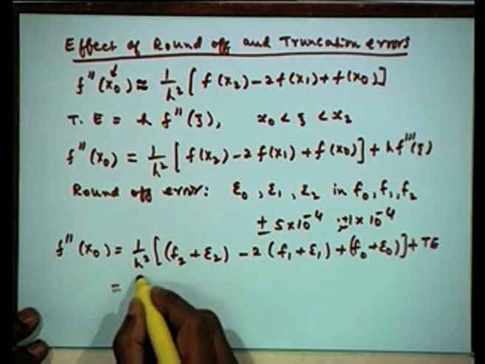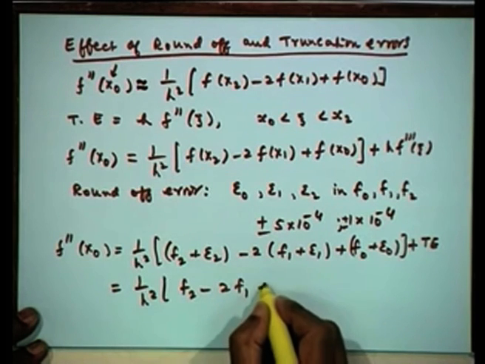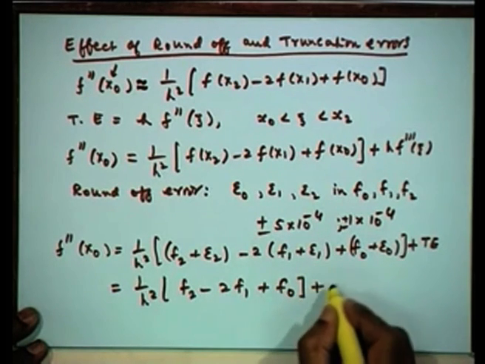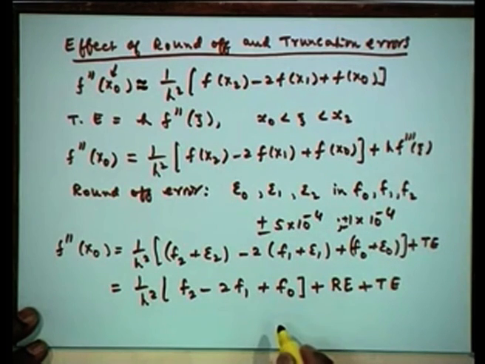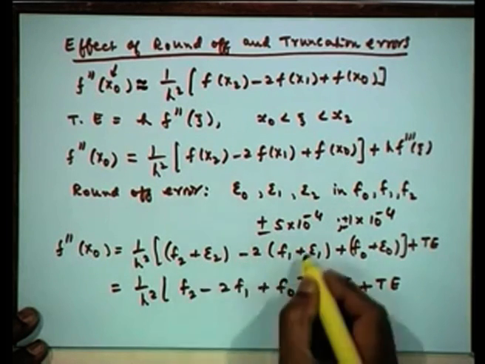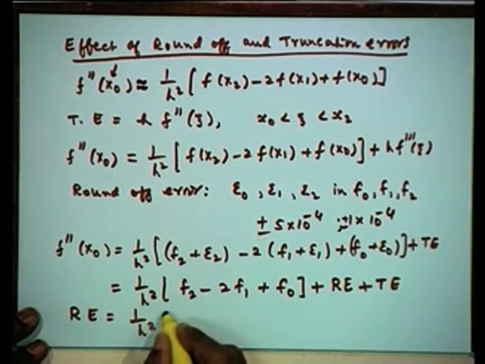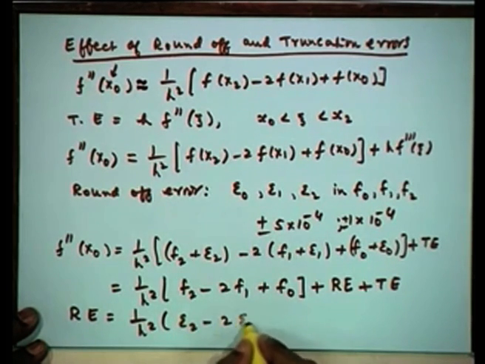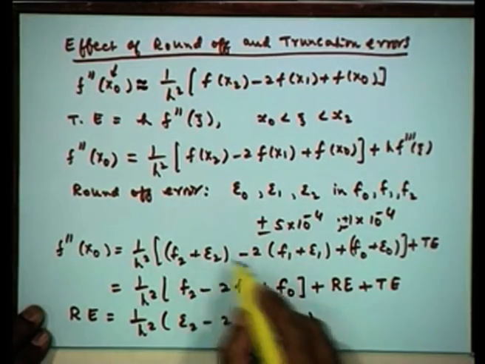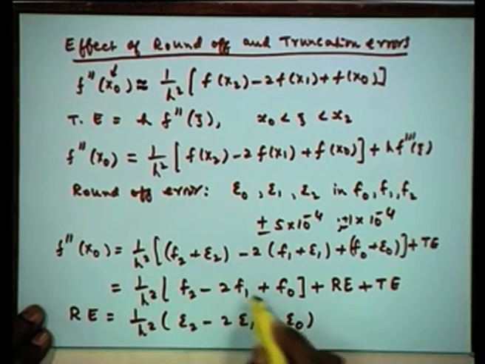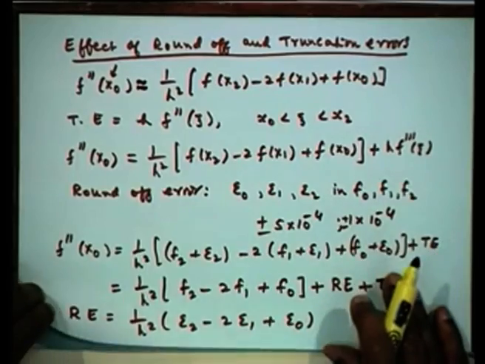Therefore, this is equal to 1 upon h square of f2 minus 2 f1 plus f0. Now, I will write this as round off error plus truncation error, where the round off error is whatever corresponds to round off. That means the round off error is 1 upon h square of epsilon 2 minus twice epsilon 1 plus epsilon 0. So, I collected the terms 1 upon h square, epsilon 2 minus 2 epsilon 1 and this, and the truncation error is what we have here.